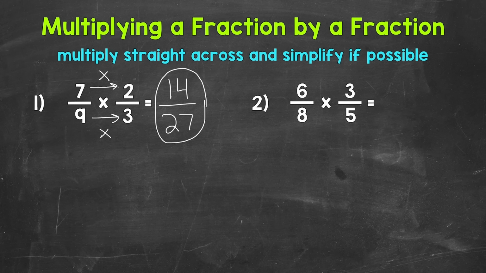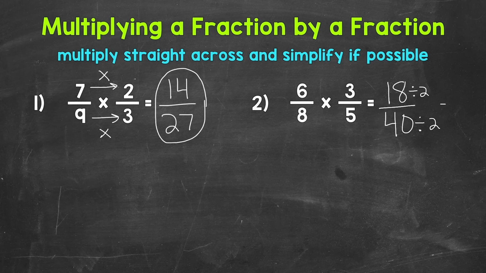Let's multiply straight across, starting with the numerators. We have 6 times 3. That gives us 18. Now for the denominators, we have 8 times 5. That gives us 40. So we end up with 18/40. Now 18/40 can be simplified. The greatest common factor between 18 and 40 is 2. So let's divide both of these by 2 in order to simplify.